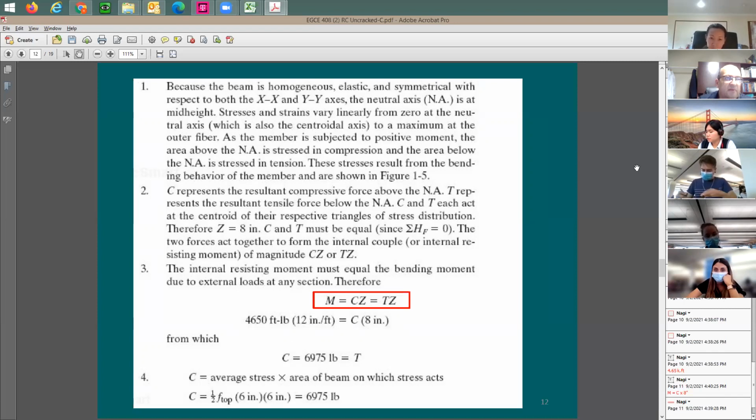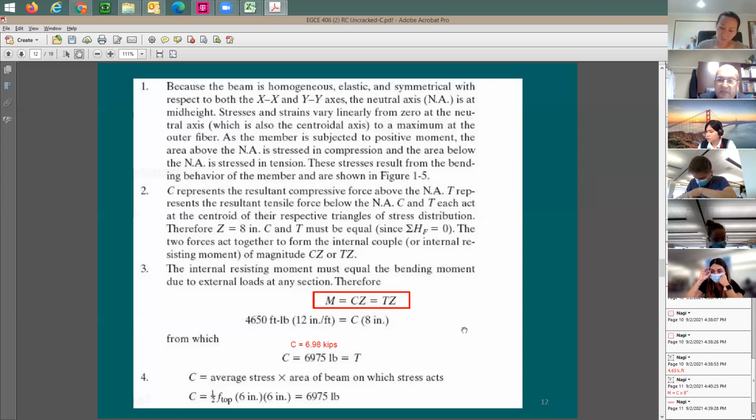And this is correct. We're able to get 6.975 kips. So I'm going to say here's C equals, let's say, 6.98 kips. Two digits should be fine, should be good enough. This is going to be tension, also going to be the same as the compression. So okay.